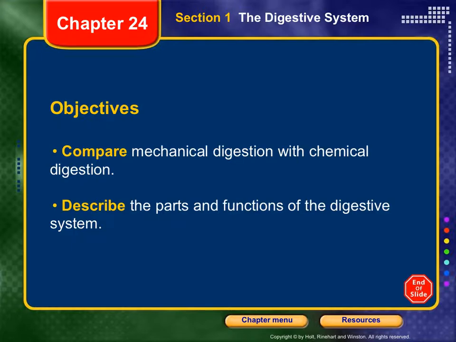Right, so we will be comparing two types of digestion today, mechanical digestion and chemical digestion, and then talk about, well, there's actually two parts to the digestive system, and then what the functions of those parts are.